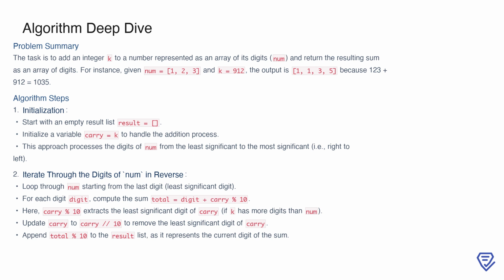The algorithm begins with initializing an empty list called result to store the digits of the sum as we compute them. We also initialize a variable carry to the value of k. This variable will help us manage the addition process digit by digit. Since addition begins with the least significant digit, we process the array number from right to left. During each step, we calculate the sum of the current digit from number and the least significant digit of carry. This is achieved by using the modulus operator on carry. After updating the carry to remove its least significant digit, we append the current sum's digit to the result. This process ensures that all digits are added systematically, even if k is longer than number.